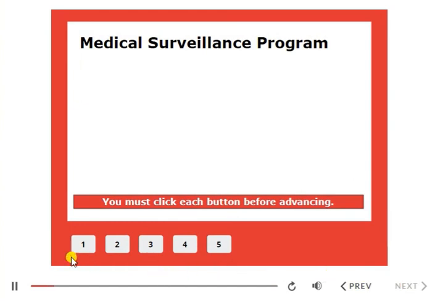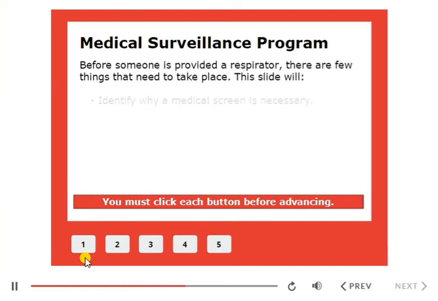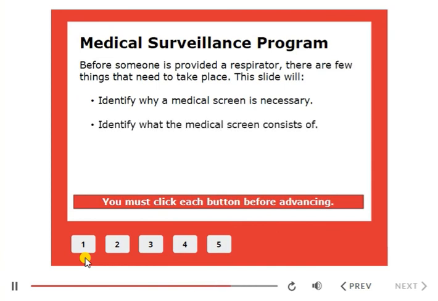The last topic that will be discussed is how respirators are connected to the company's medical surveillance program. Specifically, before someone is provided a respirator, there are a few things that need to take place. Use the buttons at the bottom to identify why a medical screen is necessary, identify what the medical screen consists of, and learn why a fit test is necessary.